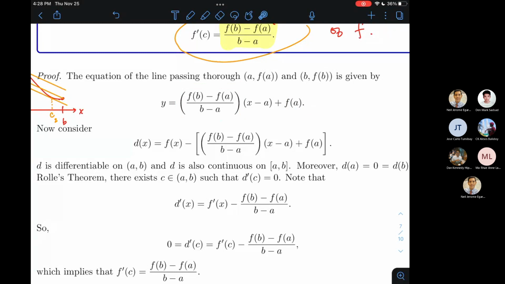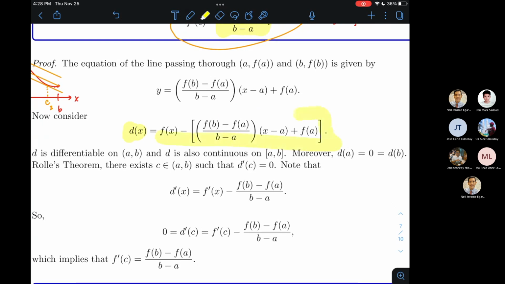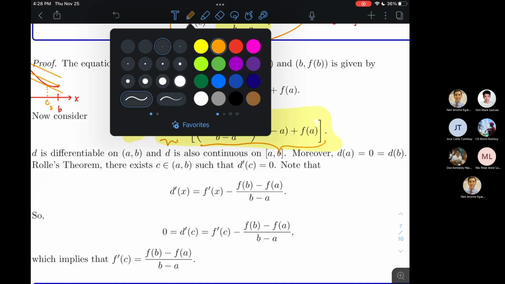define an intermediate function. Tawagin natin siyang d of x. Si d of x ay ginawa kong function na to. Alright? So basically, this is the line passing through the endpoints. Tapos ito yung arbitrary function f na binigay dun sa theorem. Okay? Bakit natin pinili itong function na ito?